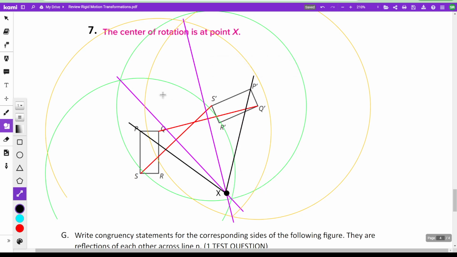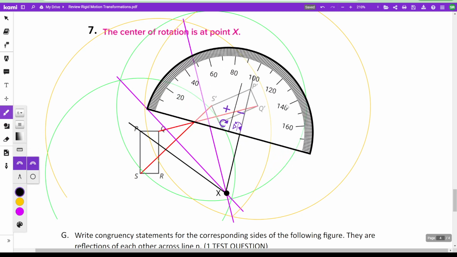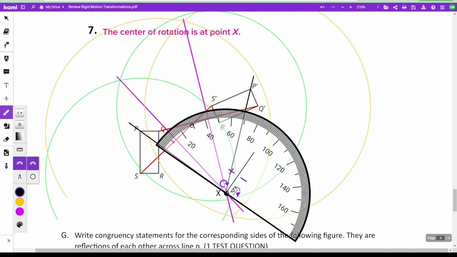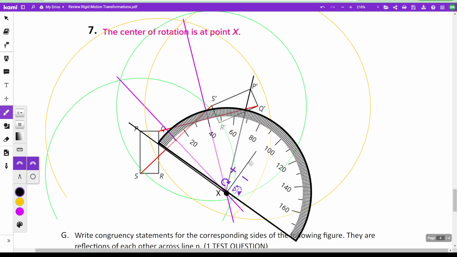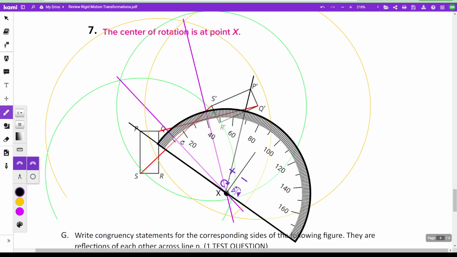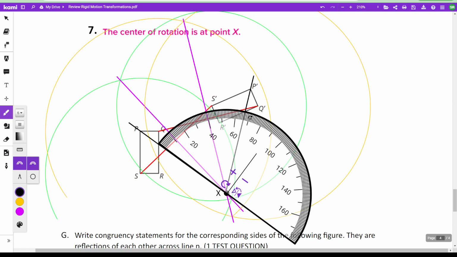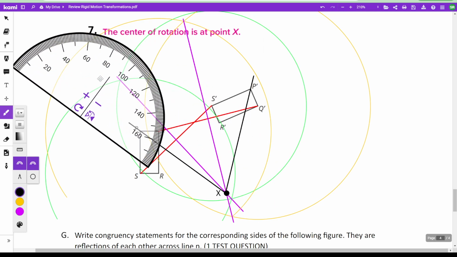And then I'm going to measure the angle between that using the protractor. Place it at the center. Line up my 0-degree edge or tick mark with that. And then see where it's being rotated to when P becomes P prime. Well, it's being rotated to about 65 degrees, which is purely a coincidence.